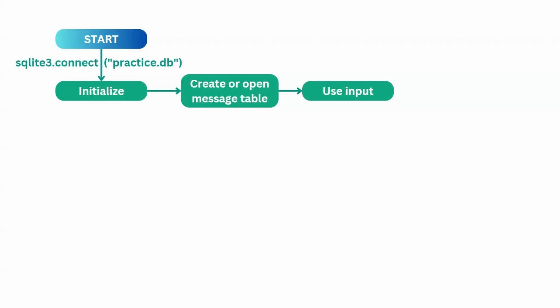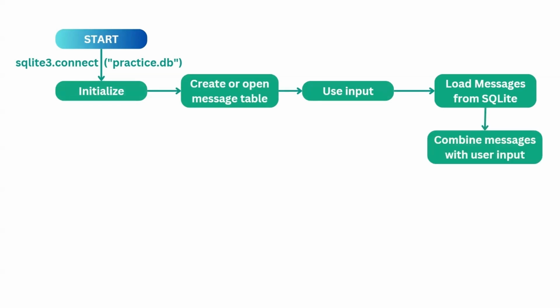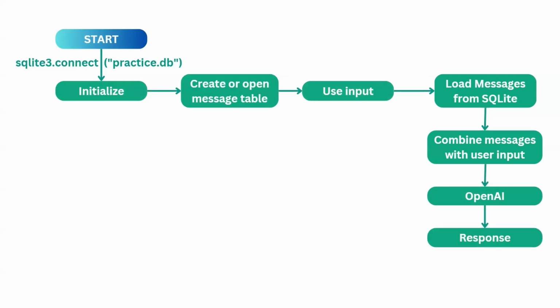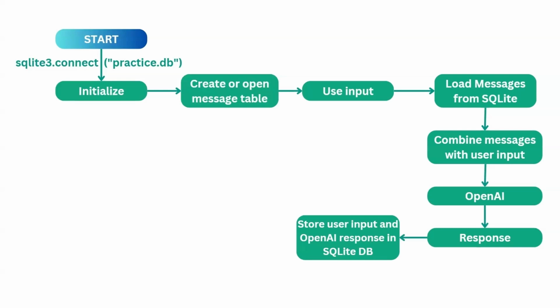Once the user enters a message, LangGraph executes a defined workflow. It first loads all past messages from SQLite, converts them into LangChain message objects, and appends the current user input. This full conversation context is then sent to an OpenAI chat model, and the chat model generates a response with the help of OpenAI. Now, both the user message and the AI response are saved back into the SQLite database, and the final response is returned to the end user.